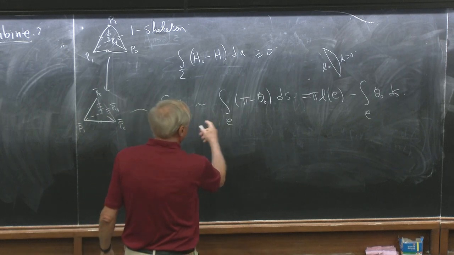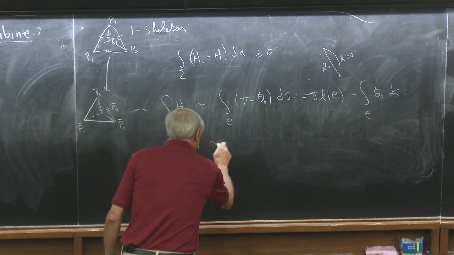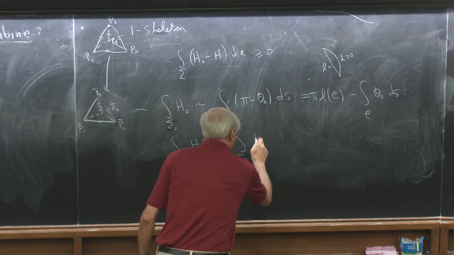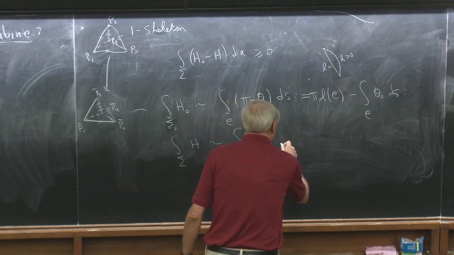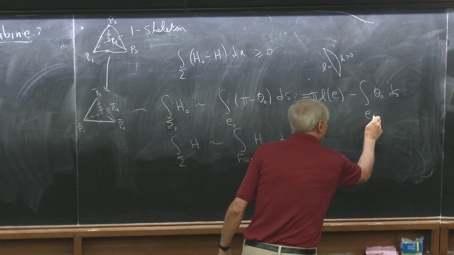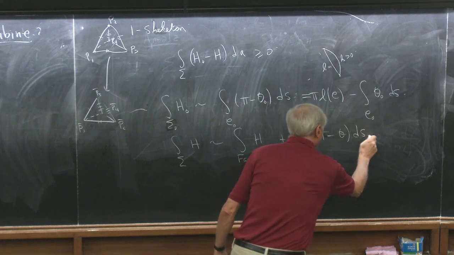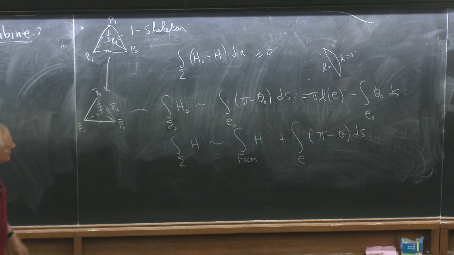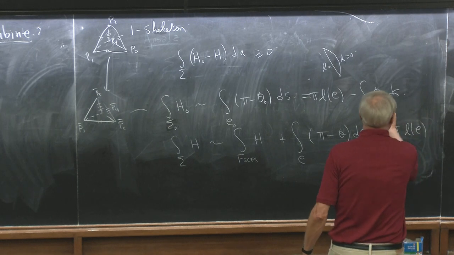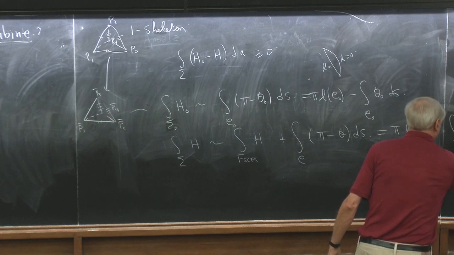Well, actually, there's another. If I don't assume the faces are minimal, then there's an extra term. But the integral of h in the manifold would be the integral over the faces of h, so those are smooth surfaces, plus the integral over the edges e0 in the model, the integral over e of pi minus theta, integrated with respect to arc length. And again, that's pi times the length of e, this should be the length of e0, minus the integral over e of theta ds.